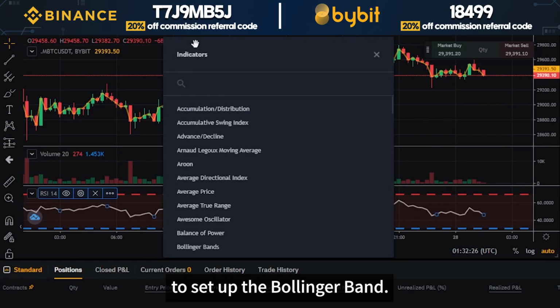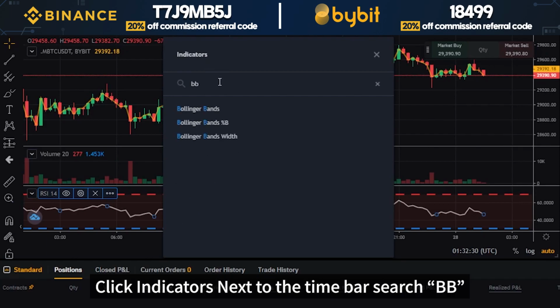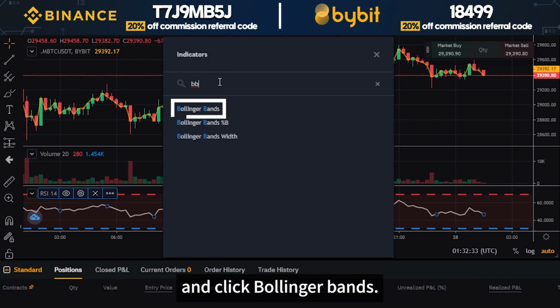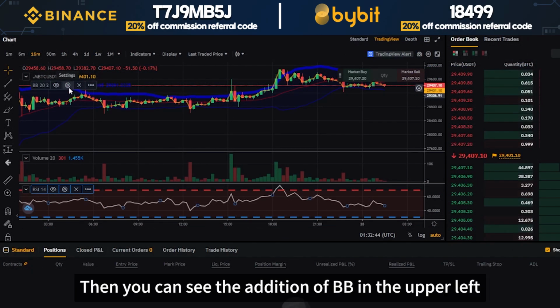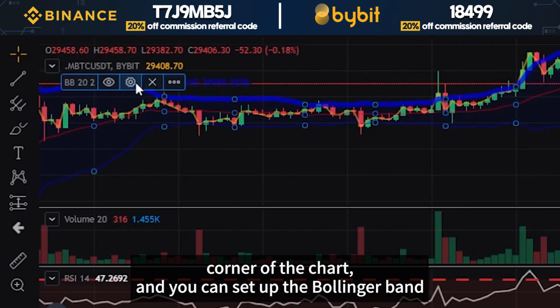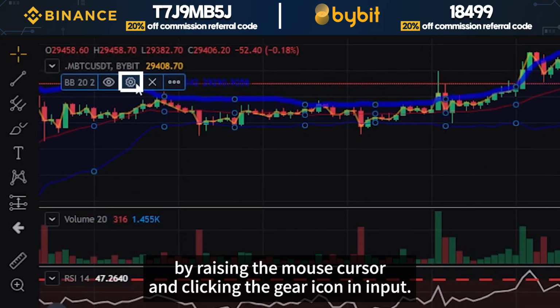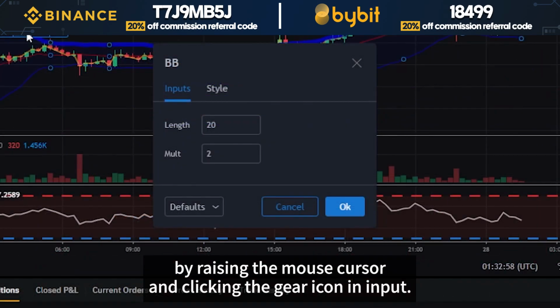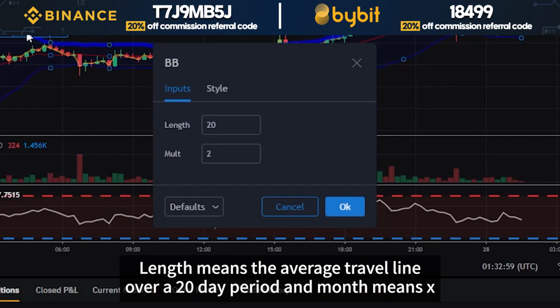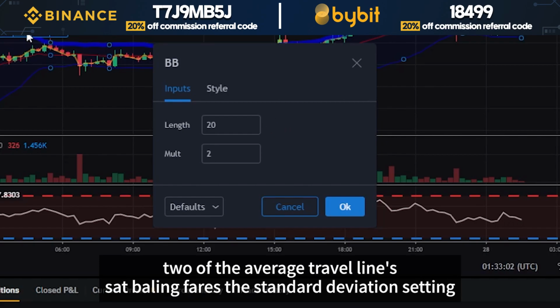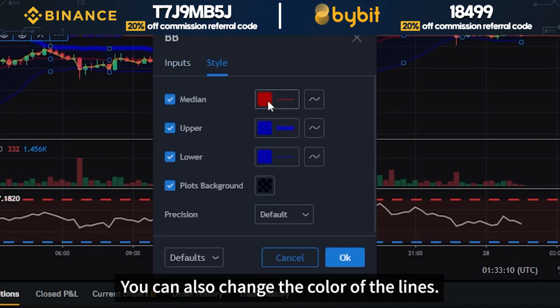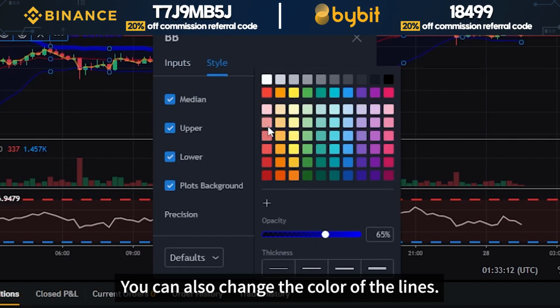To set up the Bollinger Band, click Indicators next to the time bar, search BB, and click Bollinger Band. Then you can see the addition of BB in the upper left corner of the chart, and you can set up the Bollinger Band by moving the mouse cursor over it and clicking the gear icon. In input, length means the moving average line over a 20-day period, and mult means x2 of the moving average line set by length as the standard deviation setting. In style, you can also change the color of the lines.